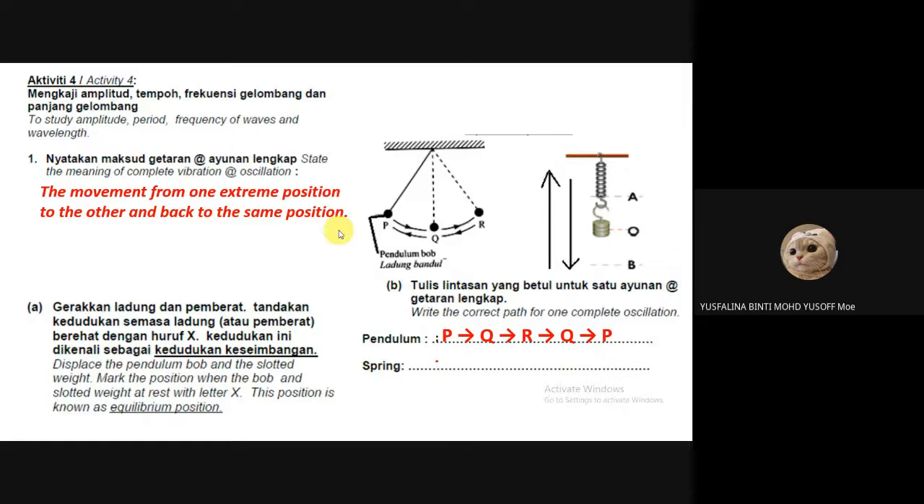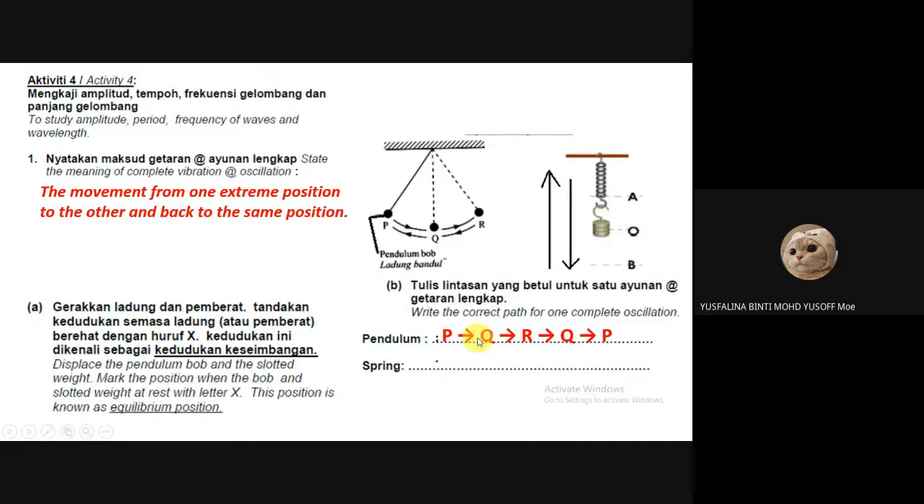Which position do we call letter X, the equilibrium position? Q. Yeah, Q. Q is the equilibrium position, meaning there is no force exerted on it. So let's say if you wait some time, it will stay stationary, right? It will stop at Q. So Q is the equilibrium position, where the pendulum stops or where the slotted weight stops. So both are at Q.